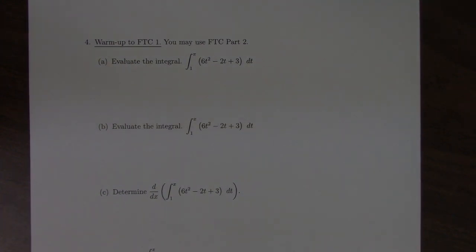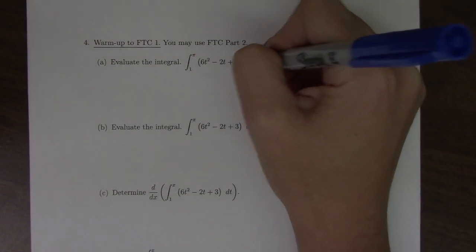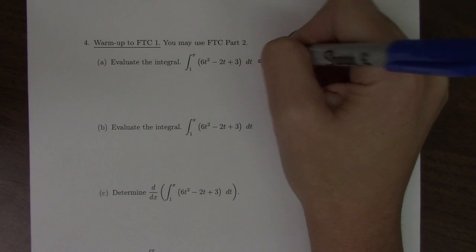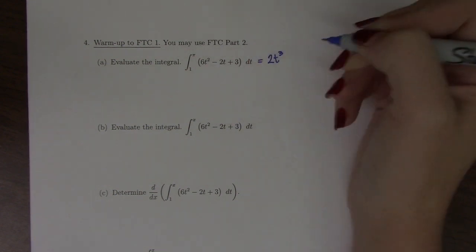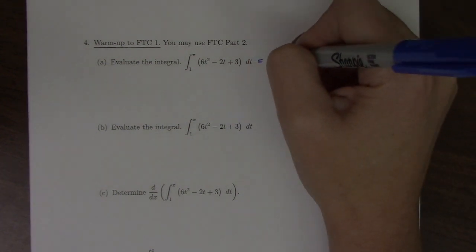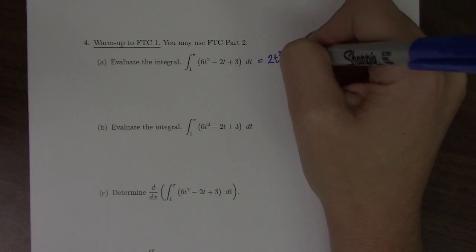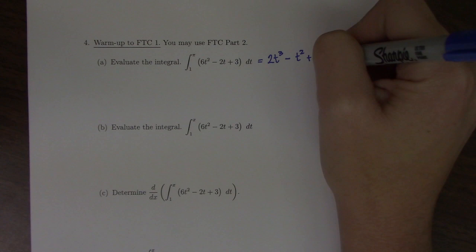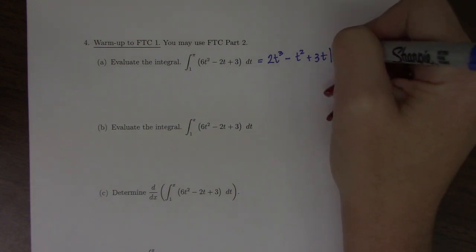So number 4 asks us to evaluate the following integrals. So the first one, they want us to integrate from 1 to pi of this function, and this is going to be a power rule. So we can take the antiderivative and get 6t cubed divided by 3, and 6 divided by 3 is 2. Then minus 2t squared divided by 2, so the 2's are going to cancel, plus 3t. And we want to evaluate this from 1 to pi.